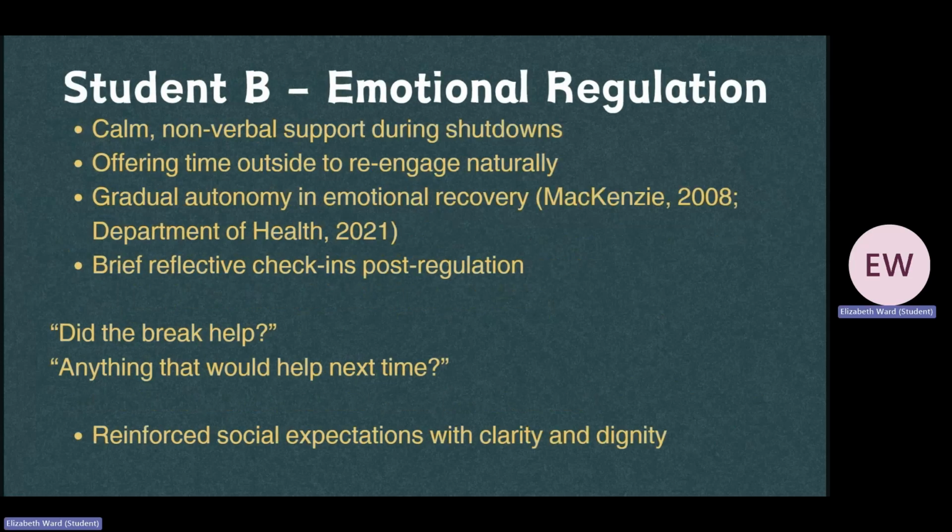Shutdowns were managed calmly and without pressure. Following Mackenzie's recommendation, I gave him time and space to re-engage naturally. I might offer him time outside, and he would increasingly ask for time outside of his own accord.